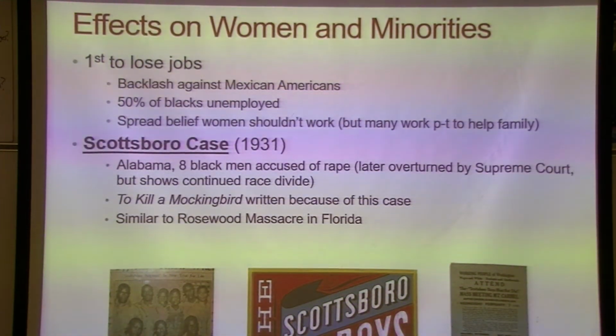Going back to some things we had for the 1920s notes, in the late 20s and early 30s, this is where we will have the Rosewood Massacre and the Ocoee Massacre in Florida. In Alabama, you will have the Scottsboro case, and a lot of you that read To Kill a Mockingbird in your freshman year, this is where you probably studied a little bit about it. But it's much like the Rosewood Massacre in Florida, where there was a woman who had accused a black man of raping her. In this case, 8 black men were accused. It was overturned by the Supreme Court, but all 8 of those men spent quite a long time in jail, one of them almost 20 years before everything was resolved.